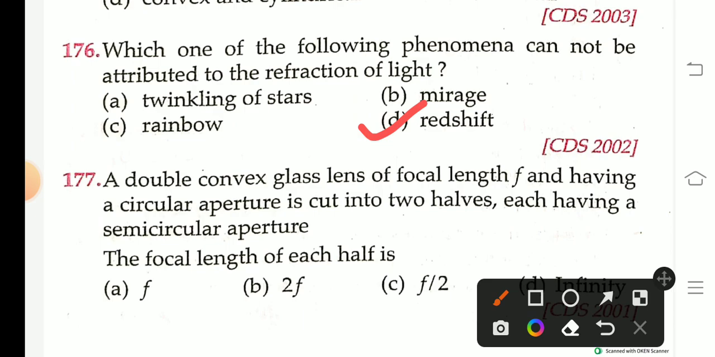Next, a double convex glass lens of focal length f and having a circular aperture is cut into two halves, each having a semicircular aperture. The focal length of each half is. Right answer will be option A. F.